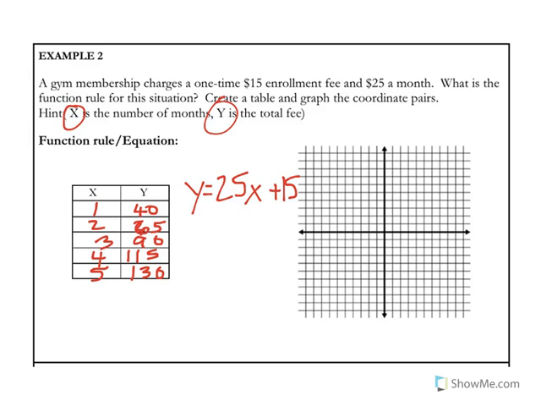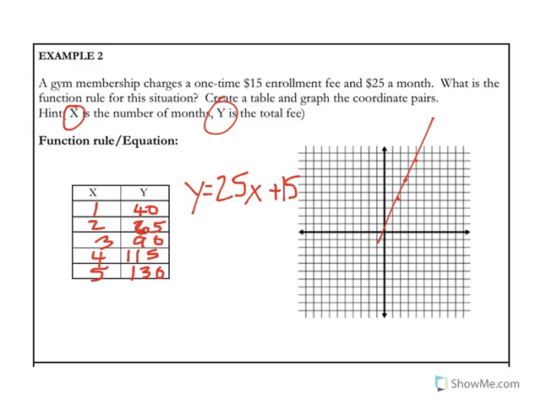1, 2, 3, 4. That's the first one. And then 2 would be 65, so 10, 20, 30, 40, 50, 65. So 2 would be like here. 3 would be 90, 10, 20, 30, 40, 50, 60, 70, 80, 90, which is here. So we can kind of see that the graph would be going up this way. Let me make it a little bit closer to what we had. Yep. Okay. So there we go.